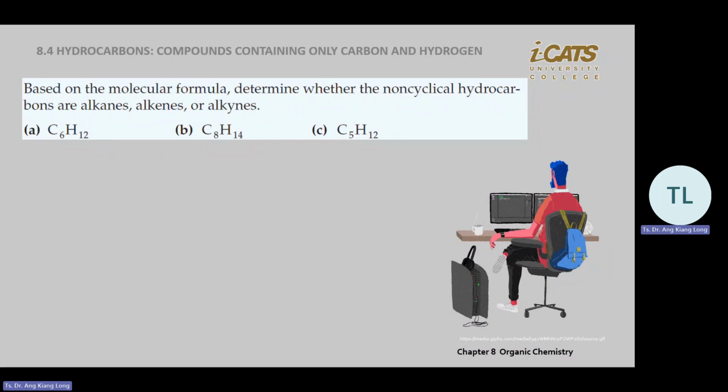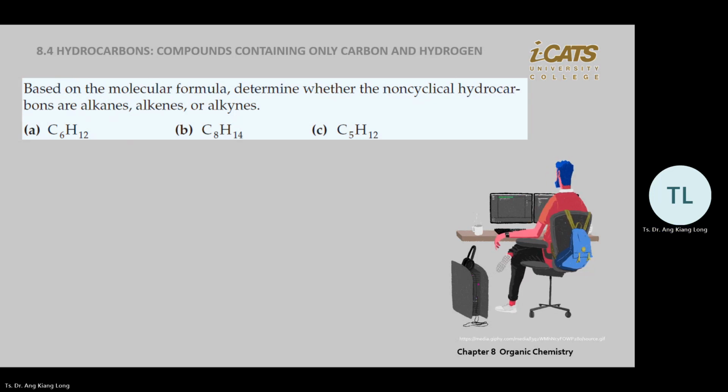C6H12 is what? CnH2n. This one, C8H14, is 2n-2. This one, C5H12, is 2n+2. So by that you can identify which family each one belongs to.